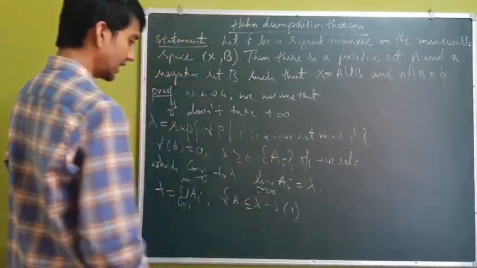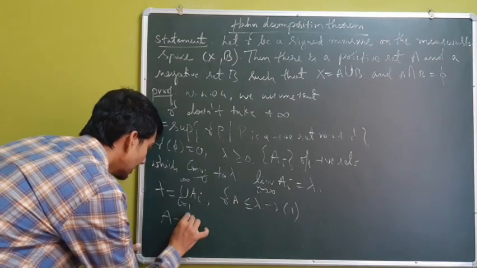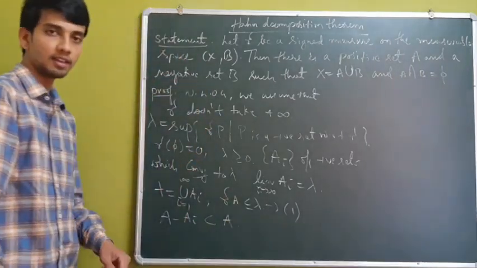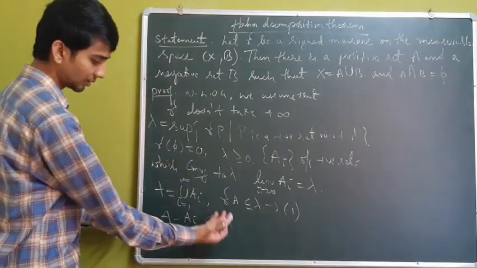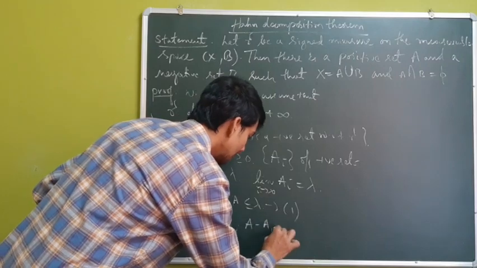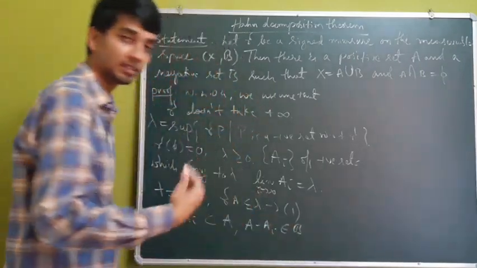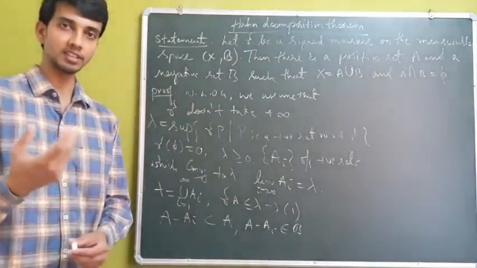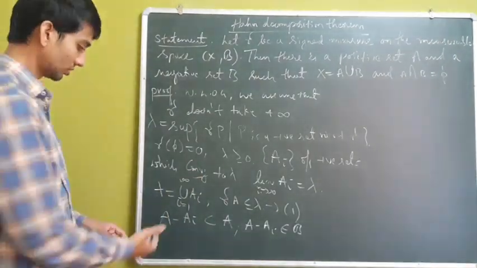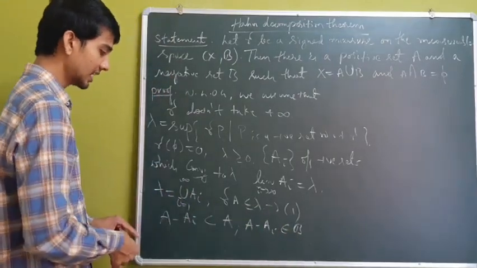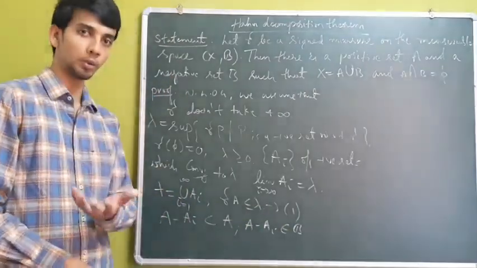To see the other side, I will consider A minus A_i, which is clearly a subset of A. And A minus A_i, being a subset of A, is also measurable. And by the previous lemma, we know that a measurable subset of a positive set is itself positive. So A minus A_i being a measurable subset of the positive set A, we have A minus A_i to be a positive set.